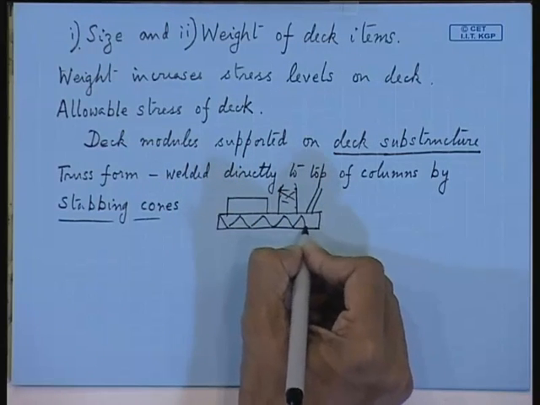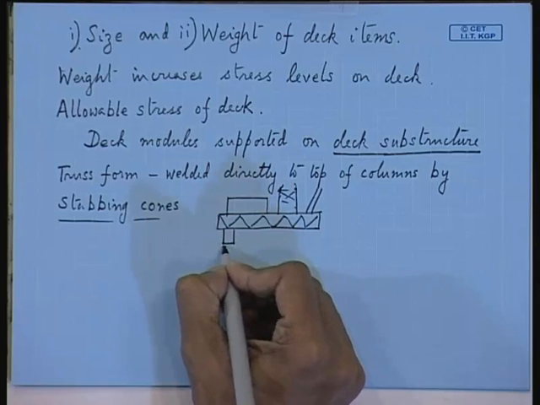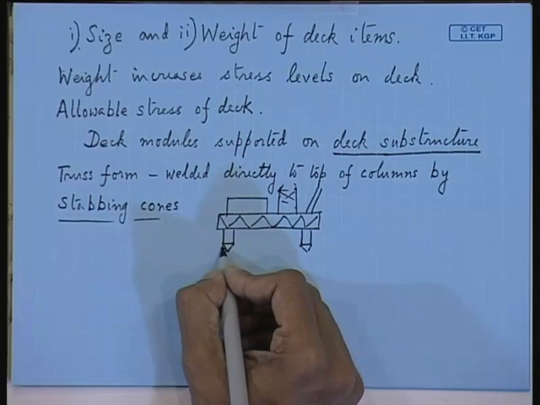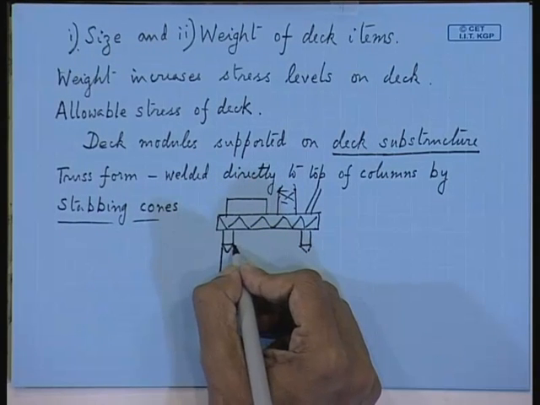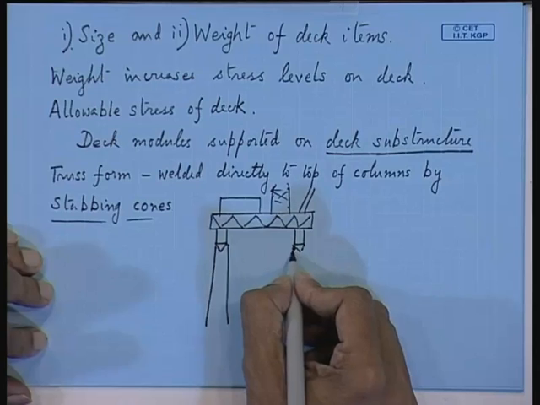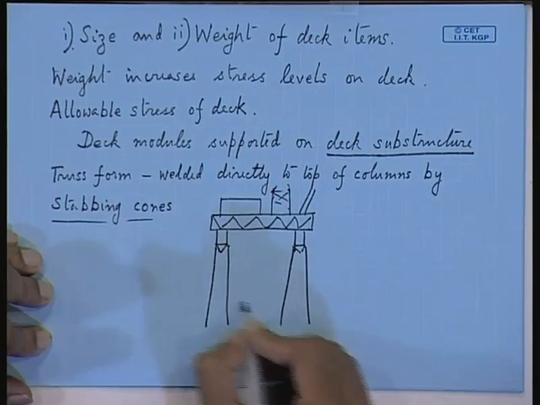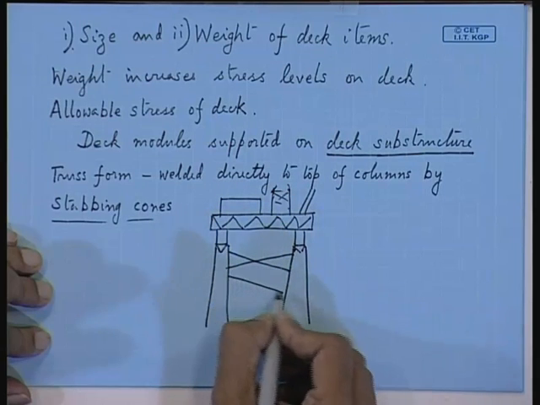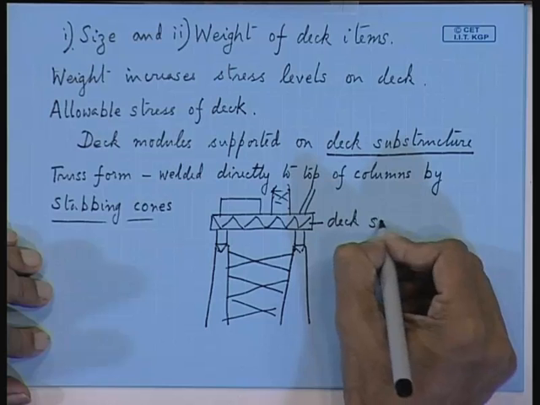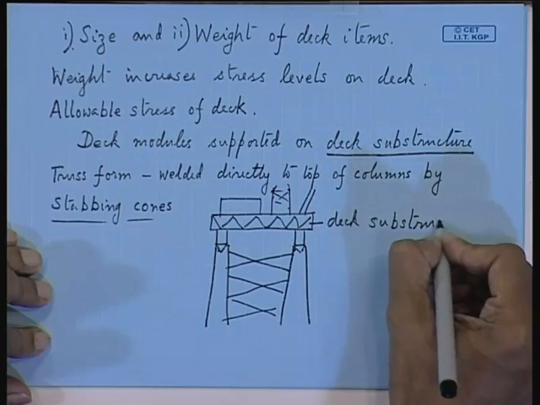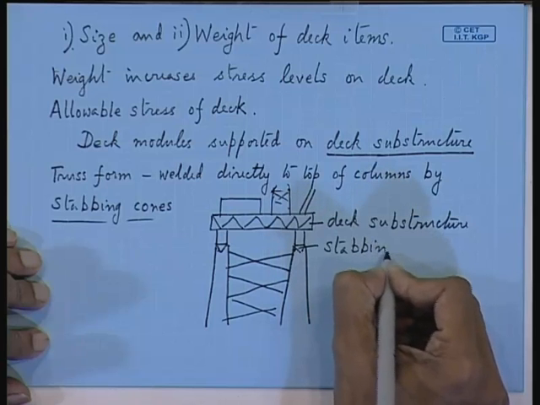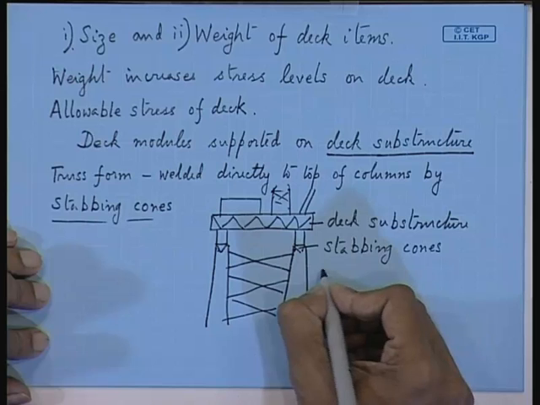So, this is your truss, and below this truss you have stabbing cones. Now, these actually mate with the top of the columns of your underwater truss. So, you can see that this kind of erection at sea is a very tricky affair, and it has to be done very precisely. So, this is your truss. So, this is deck substructure. These are called stabbing cones. These are welded to the columns.